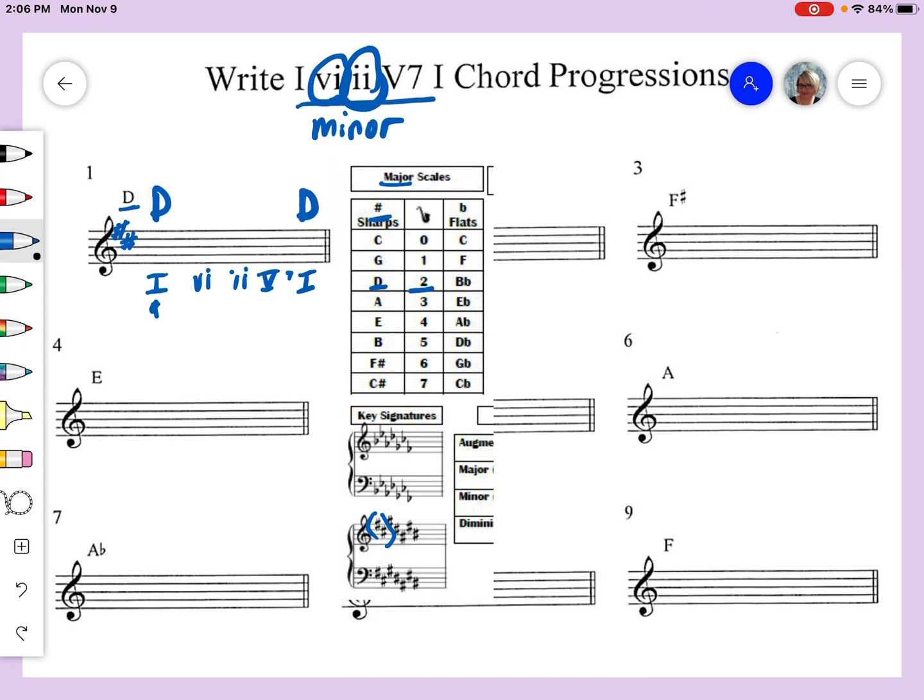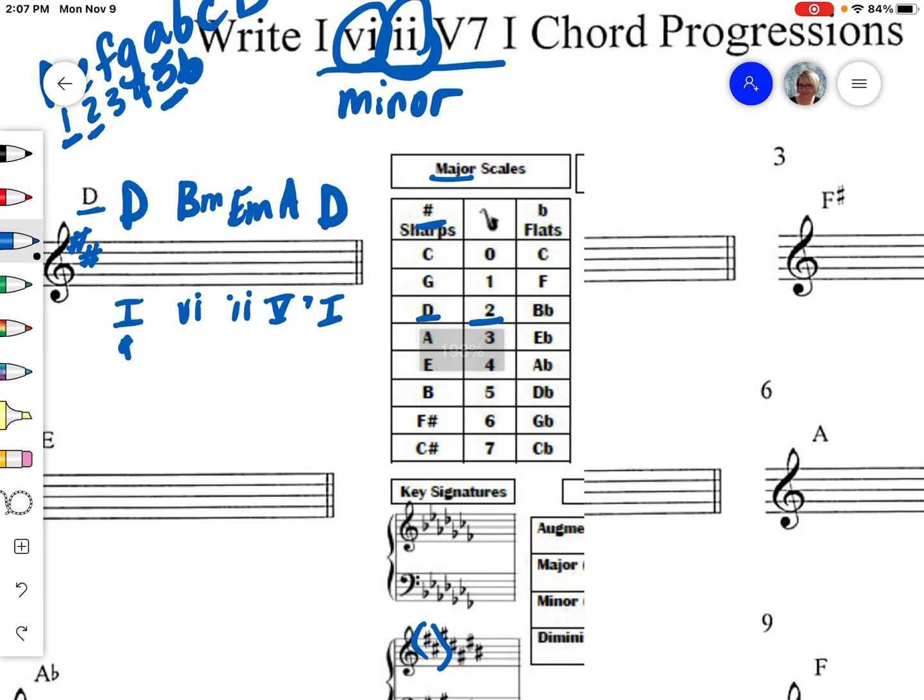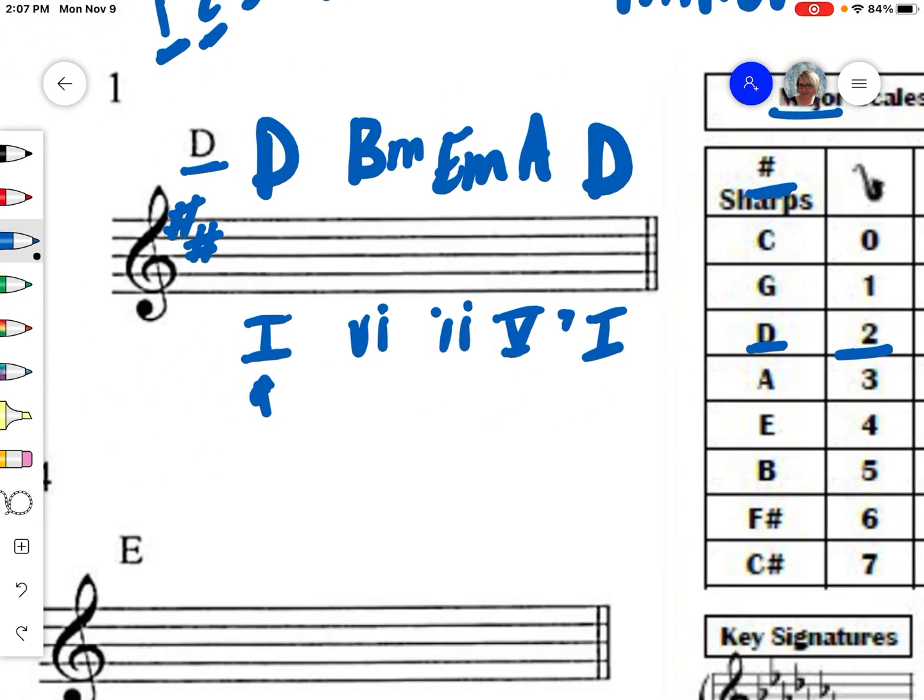Then I say, what is the 6th note? So I go D, E, F, G, A, B, C, D. And this is 1, 2, 3, 4, 5, 6. So that will be the B. It is minor, so I'm going to put a lowercase m. Then I say, what's the 2nd note? So D, E. So E minor is my 2nd. And what's the 5th? A. And that's not minor. So then I go ahead and I'm going to put in my chords.